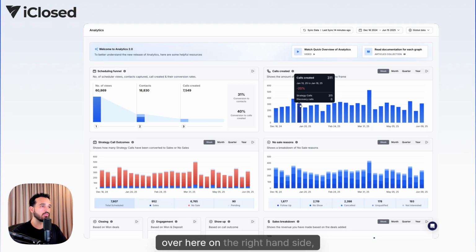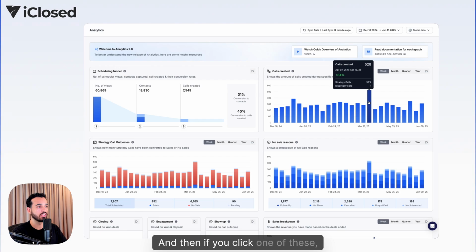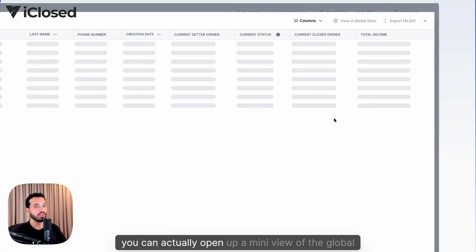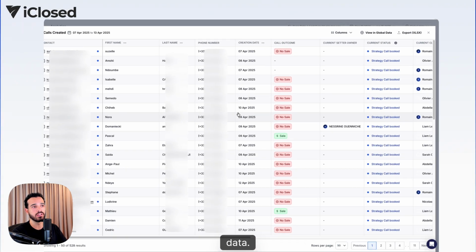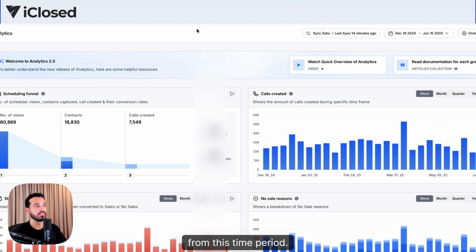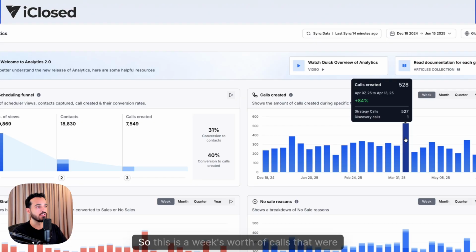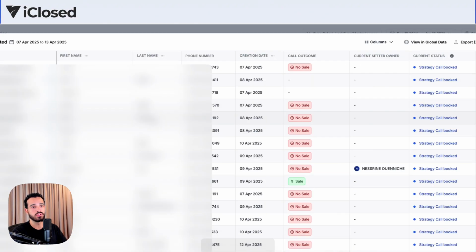Now, over here on the right-hand side, you can see the calls created, right? And then if you click one of these, you can actually open up a mini view of the global data, so you can see all the calls that were generated from this time period. So this you can filter by week, month, quarter, or year. So this is a week's worth of calls that were booked here.